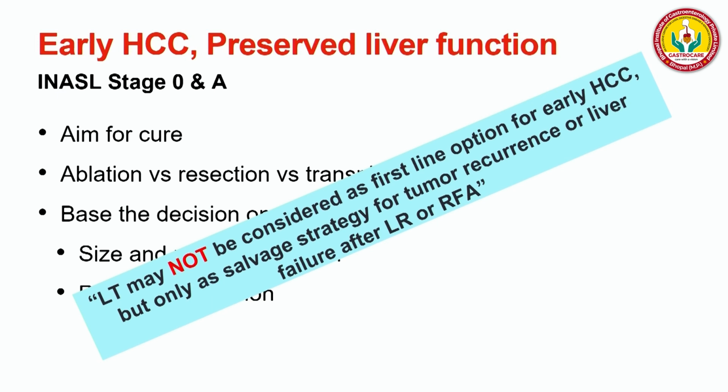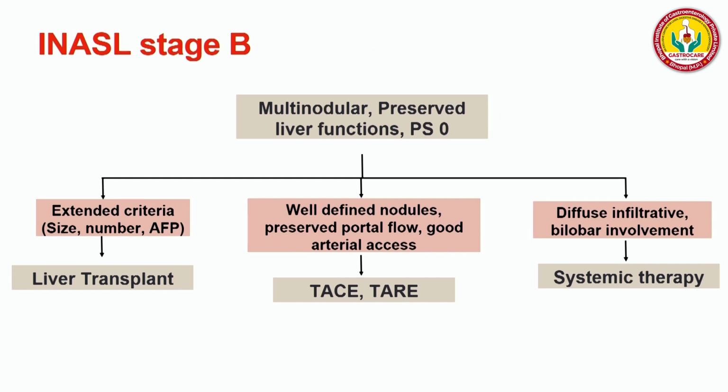It gives you equivalent survival. We don't, as a policy, offer transplant upfront in these patients, unless, of course, the tumor size is larger than 3 or 5 centimeters. That gets us to stage B. So stage B, again, is divided into 3 separate categories here. So multinodular tumor with preserved liver function. Again, I am underlining preserved liver functions. So you can divide them into 3 categories.